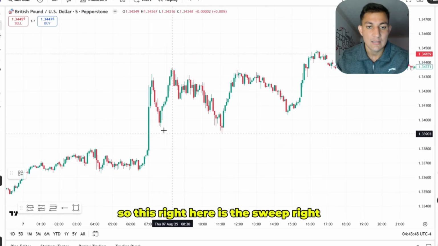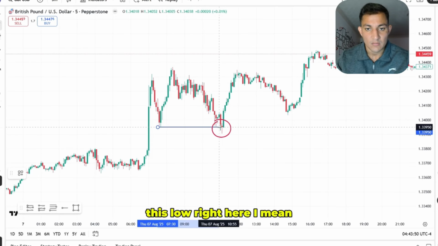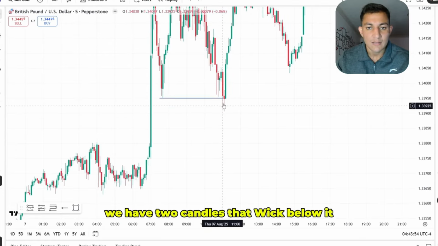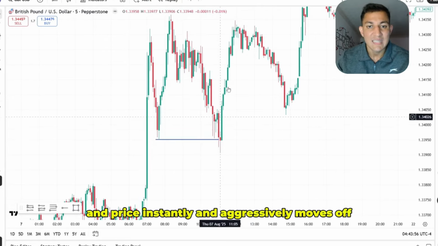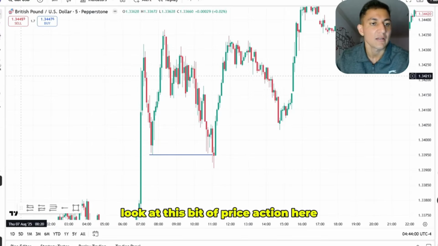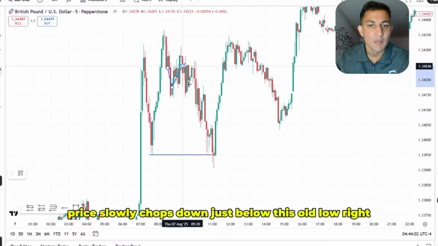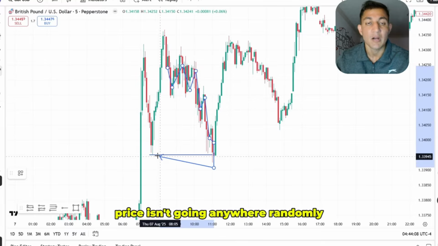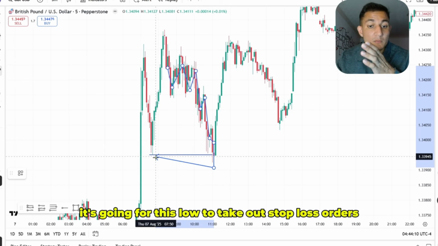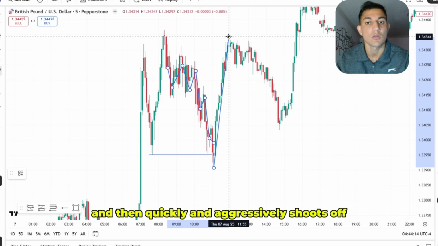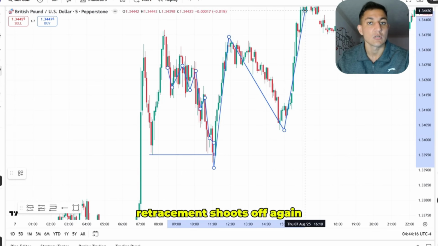So this right here is the sweep, right? This low right here. I mean, just look at this, right? Look at this. We have two candles that wick below it, and price instantly and aggressively moves off in the opposite direction. Look at this bit of price action here. Look how awful this is. Price slowly chops down just below this old low, right? Price isn't going anywhere randomly. It's going for this low to take out stop loss orders, and then quickly and aggressively shoots off. Retracement, shoots off again, right?